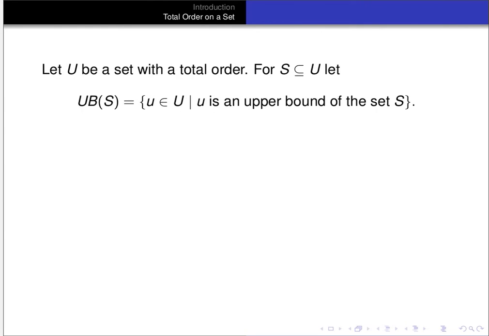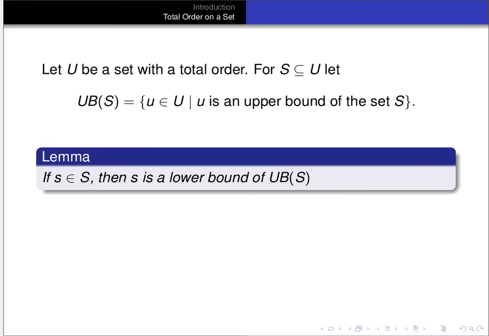Okay, so we're going to prove that, and before we do, let's make a definition. We'll say U is a set with a total order, and S is a subset of U. UB of S is going to denote all the upper bounds of the set S. All right, so we have a lemma here about UB of S. If s is an element of the set S, then s is a lower bound of the set of upper bounds of S.